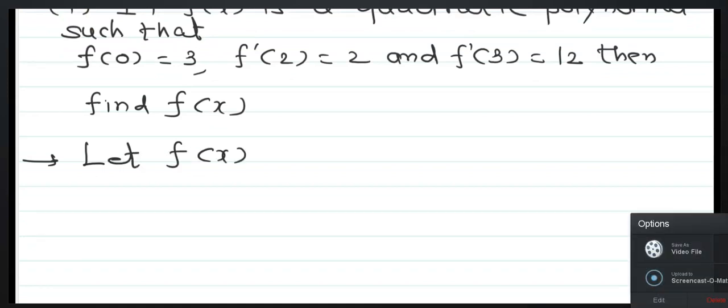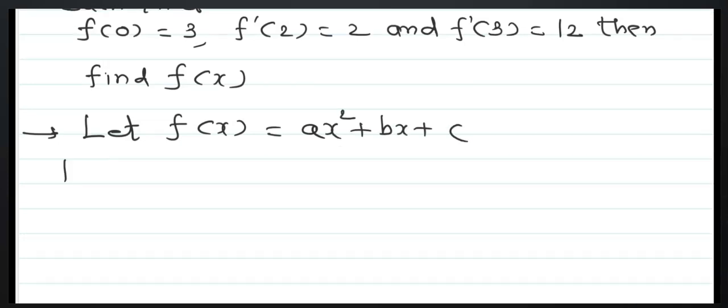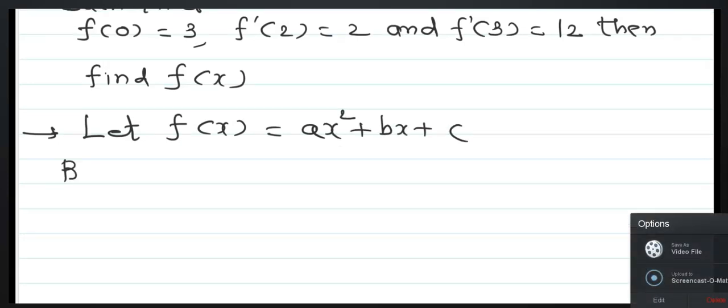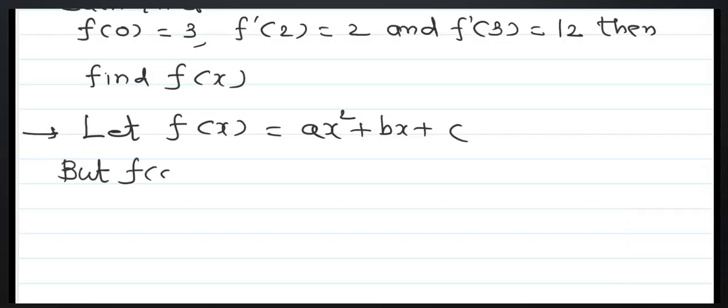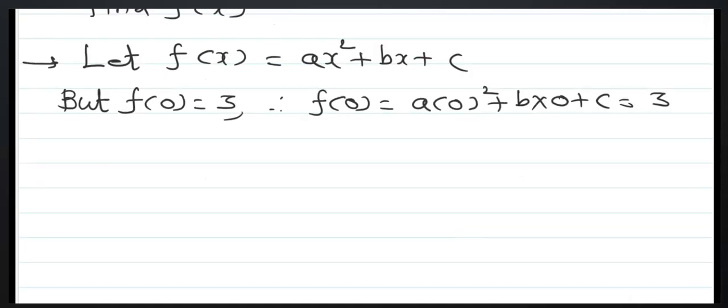Now here f of x is equal to ax square plus bx plus c. This is the quadratic polynomial, and we have been given the values. f of 0 is 3. Means what? In f of 0, x is replaced by 0. You will get 0, 0, and c. And c is equal to 3. The value of c is 3.